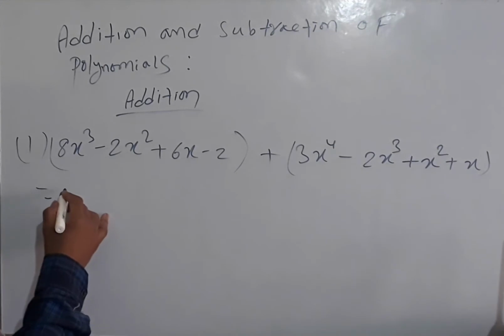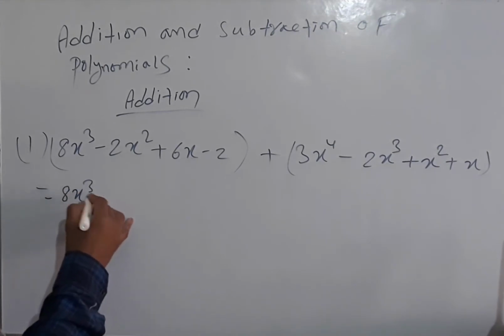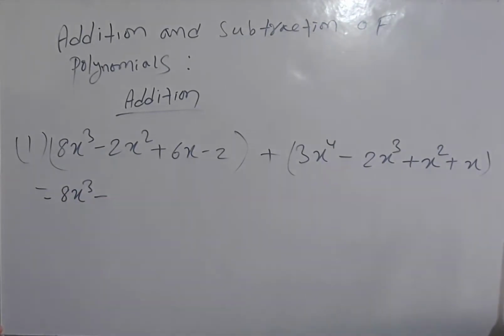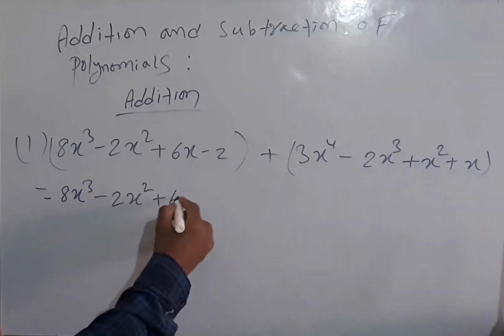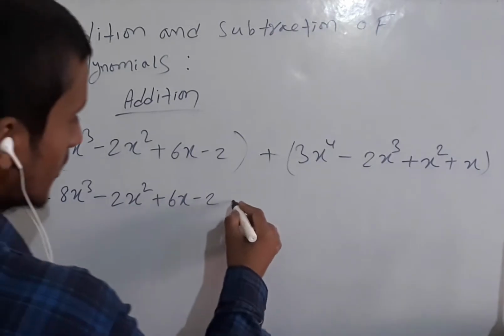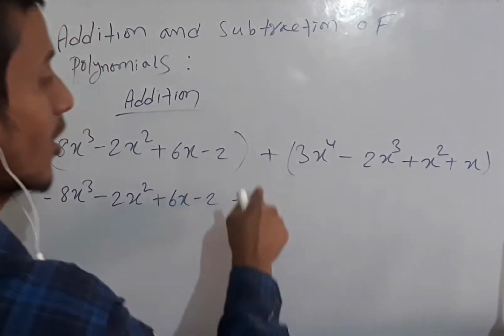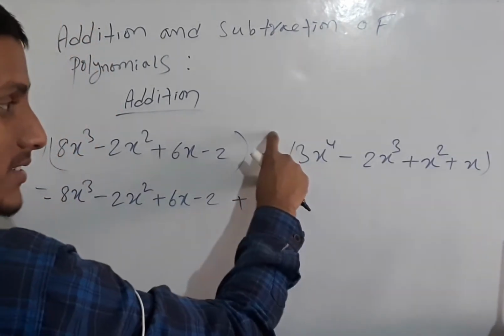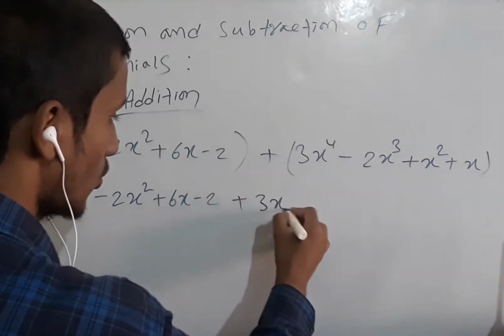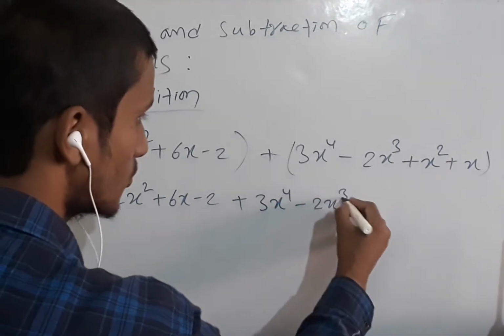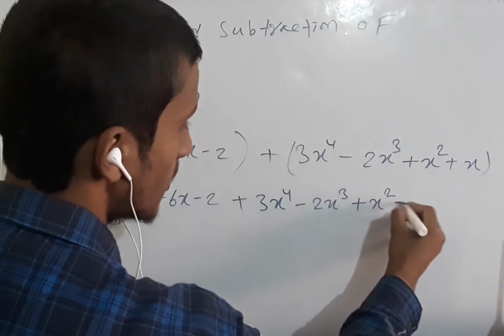The first step is getting rid of the parentheses. I've written the parentheses there, and we can get rid of them first. So we have 8x cubed minus 2x squared plus 6x minus 2 plus, and this will be as it is because we have a plus sign. If we had a minus sign, then this would be a little different. 3x fourth minus 2x cubed plus x squared plus x.